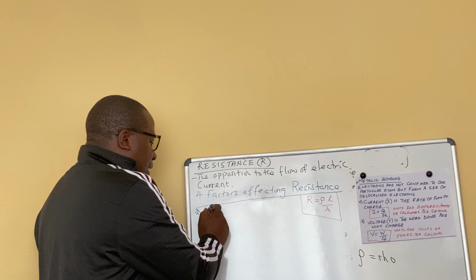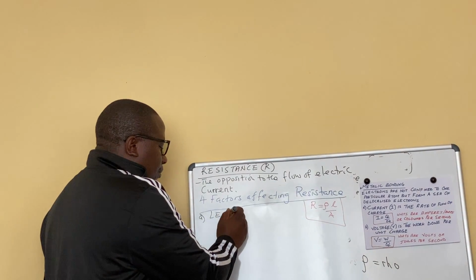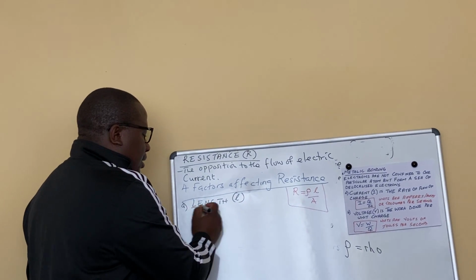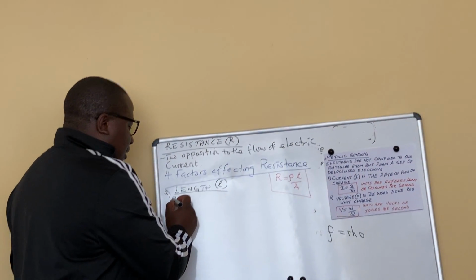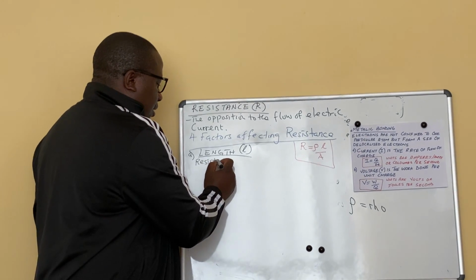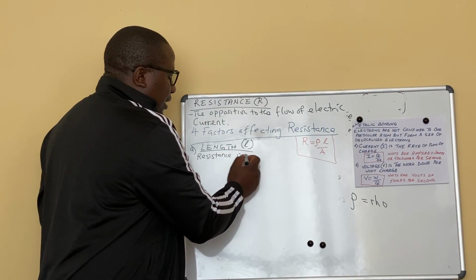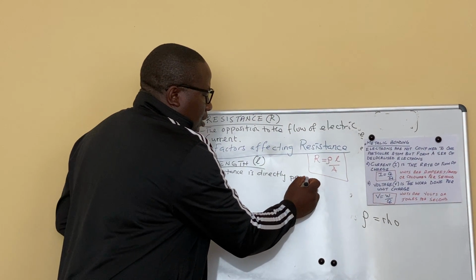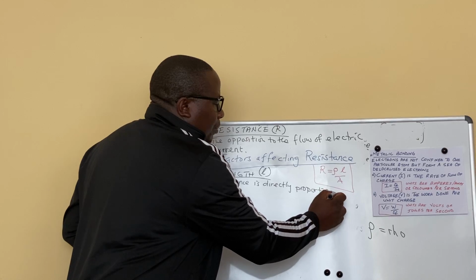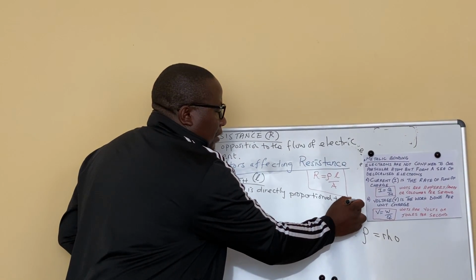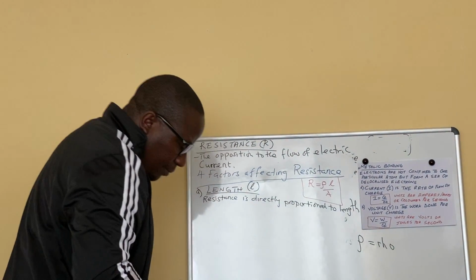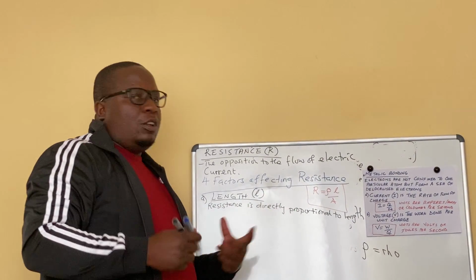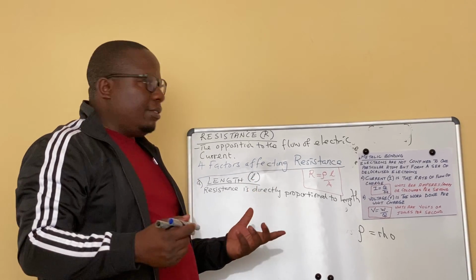So let's look at the first factor, length. Length is represented by small letter L. We say resistance is directly proportional to length. Very important here. What does this mean? When we say resistance is directly proportional to length, it means the longer the conductor, the higher the resistance.